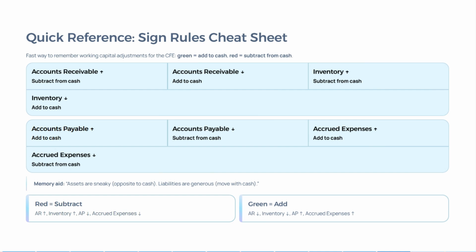Always fall back on our memory aid. Assets are sneaky, opposite to cash. Liabilities are generous, move with cash. If accounts receivable or inventory goes up, it's a red subtract from cash. If they go down, it's a green add to cash. Conversely, if accounts payable or accrued expenses go up, it's a green add. If they go down, it's a red subtract. Drill these sign rules until they are completely automatic so you don't burn precious time on exam day.